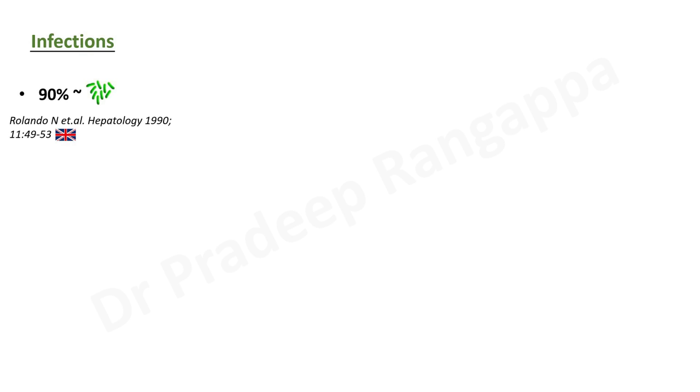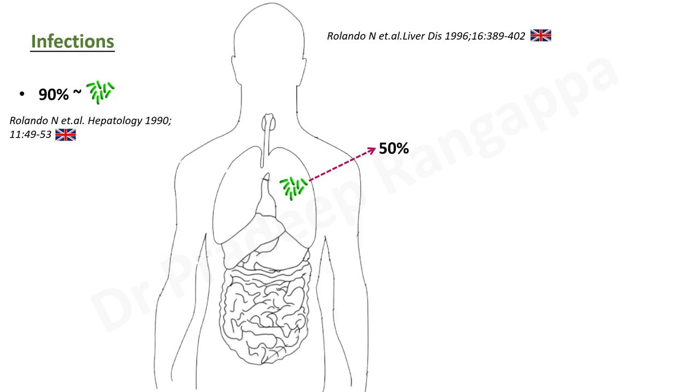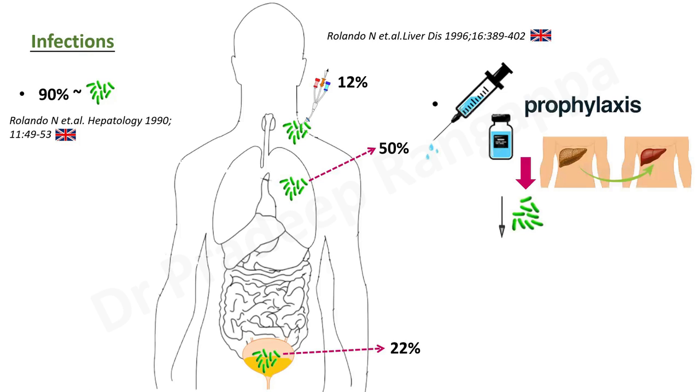Most of the data obviously comes from studies done many years ago. As you see here, referenced from a study from the UK, 90% of liver failure patients are at risk of, or will have, infection. The commonest source is the lung, in 50% of them. 22% have urine as the source of infection, and 12% have CRBSI, catheter-related bloodstream infection, with bacteremia.